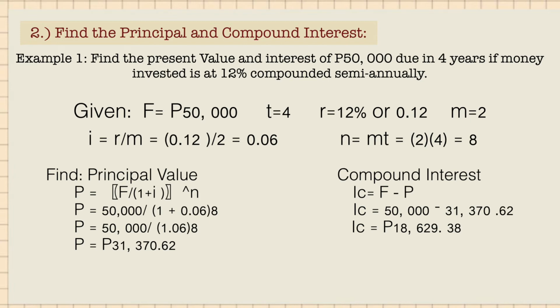Now let's find compound interest. So 50,000, then we subtract the 31,370.62, and that turns into 18,629.38.